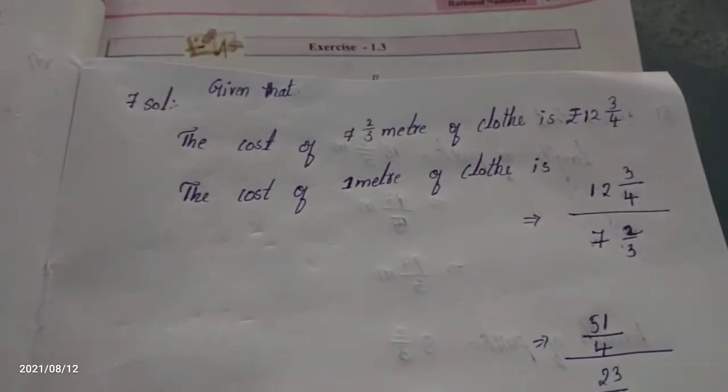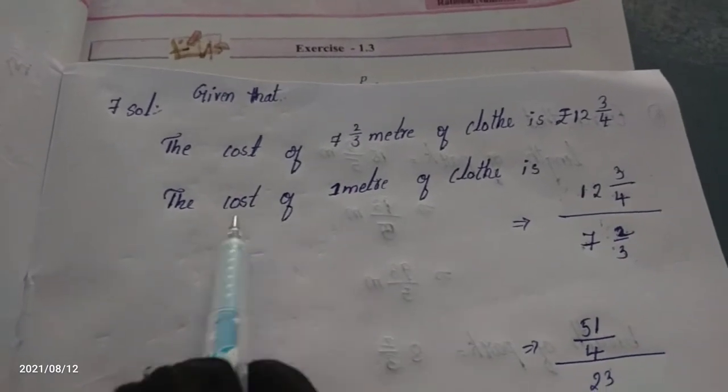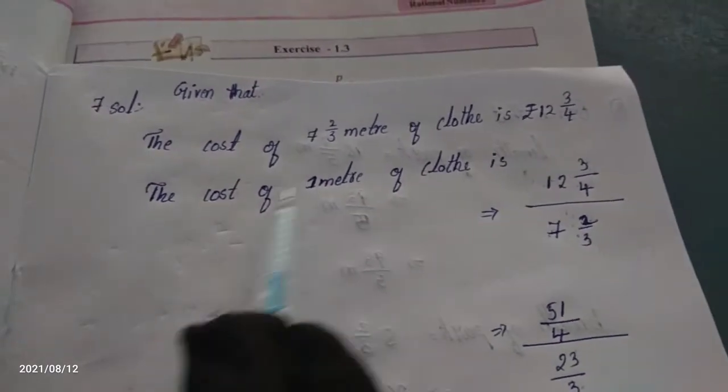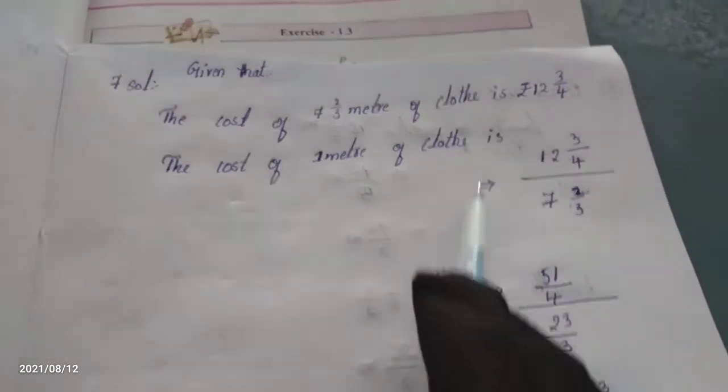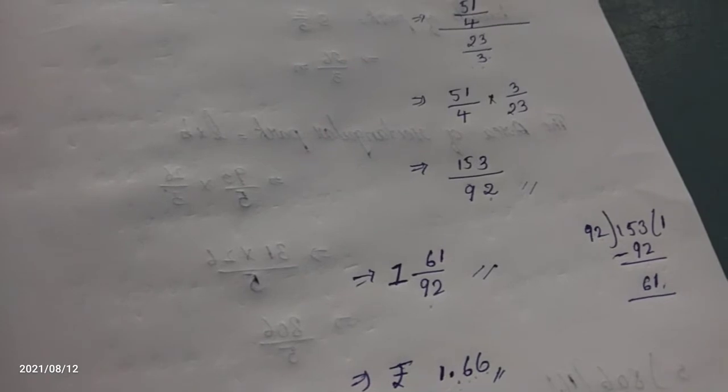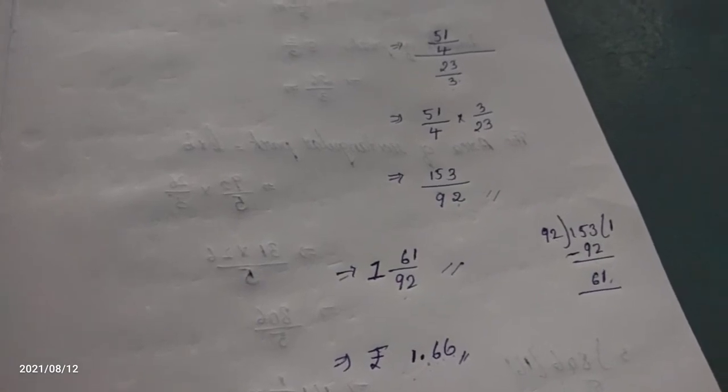Okay, up to that clear? What are we discussing? The cost of 1 meter of cloth. What do we have to find? We have to find the cost of 1 meter of cloth. How much do we get? 1.66 means approximately 1 rupee. Okay, up to that clear? This answer is completed. This is the process to apply after finding the cost of 1 meter of cloth.